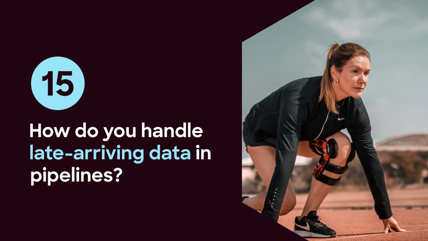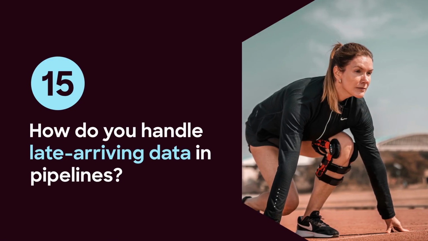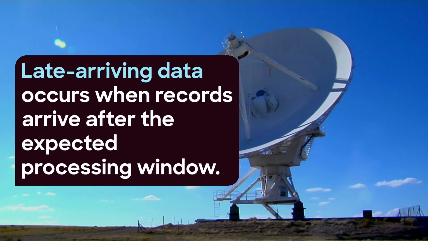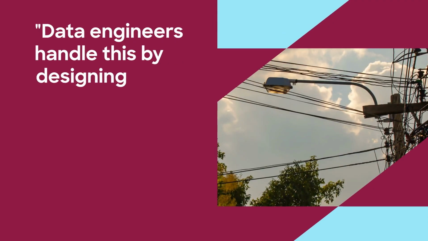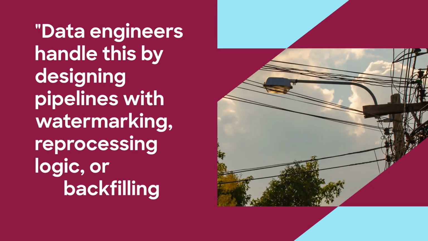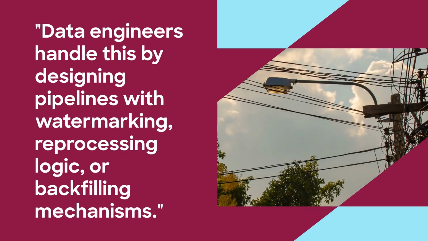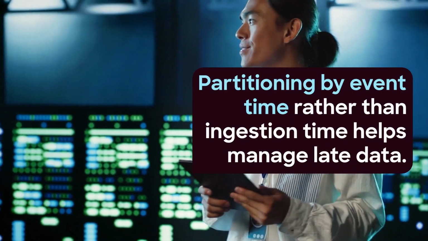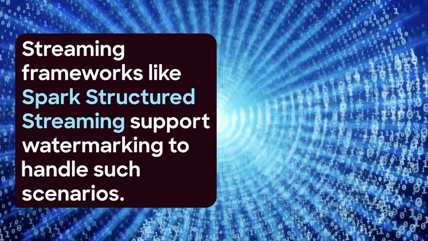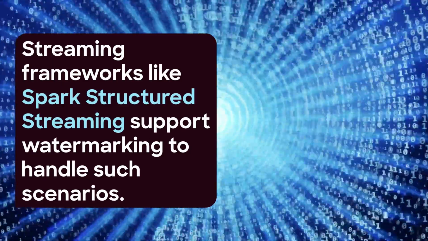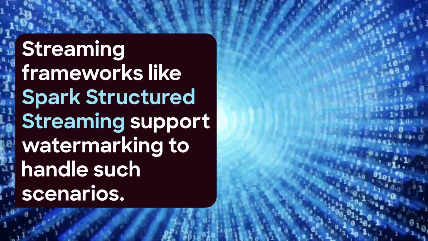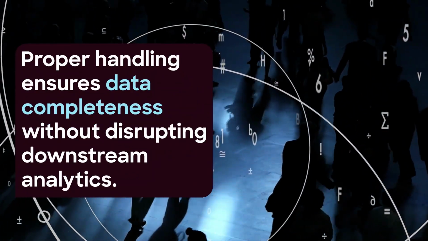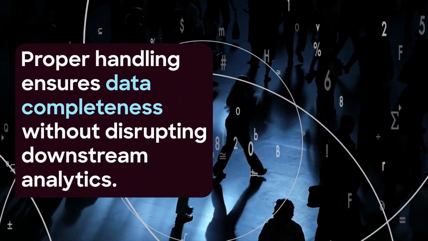15. How do you handle late-arriving data in pipelines? Late-arriving data occurs when records arrive after the expected processing window. Data engineers handle this by designing pipelines with watermarking, reprocessing logic, or backfilling mechanisms. Partitioning by event time rather than ingestion time helps manage late data. Streaming frameworks like Spark Structured Streaming support watermarking to handle such scenarios. Proper handling ensures data completeness without disrupting downstream analytics.